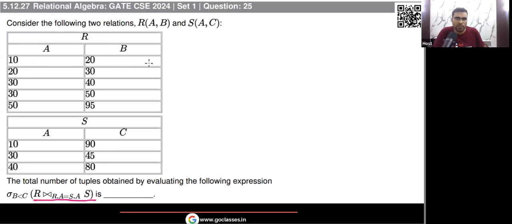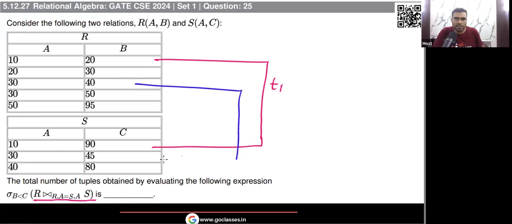So here it is a very simple point: this tuple will match with this tuple. So one tuple you will get is this. Let's call it tuple number one, t1. Next, this tuple, 30, 40, will match with 30, 45. So this is the next tuple we are getting. Let me call it tuple t2. And this 30, 50 will match with 30, 45. So this is the next tuple we are getting. Let me call it tuple t3. So that's it, very simple.